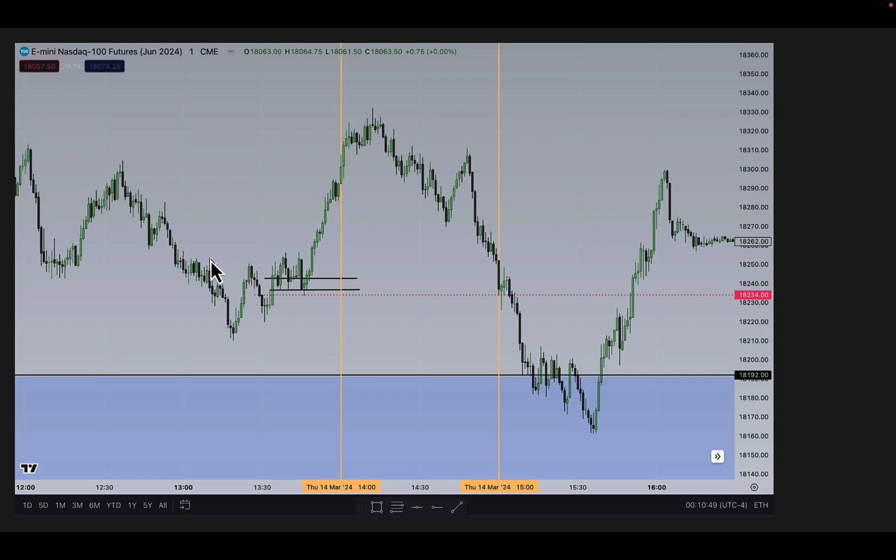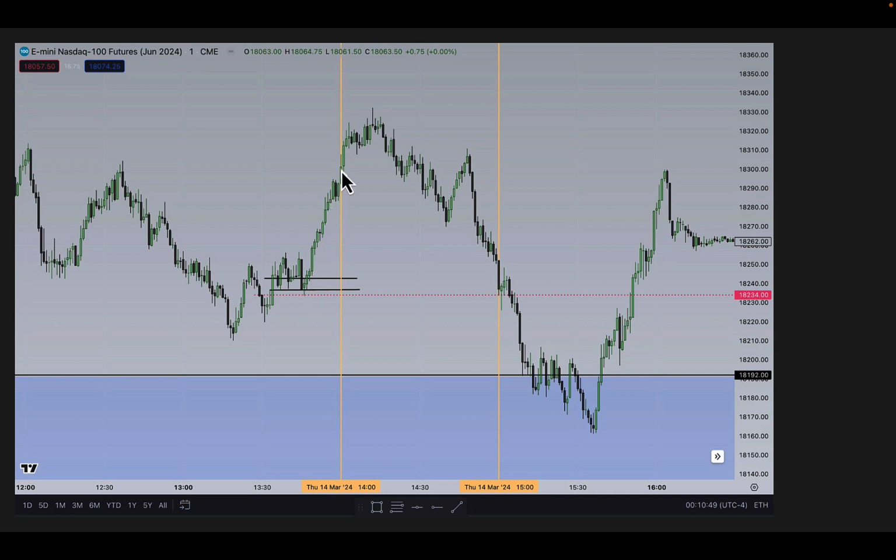Granted, I personally wanted to wait to see this right here. I want to see this high taken. So we have that here. We have a retracement back into a fair value gap. And this is on the 1 minute chart, guys. So on the 1 minute chart, we have a retracement back into a fair value gap. And then we just rally higher.